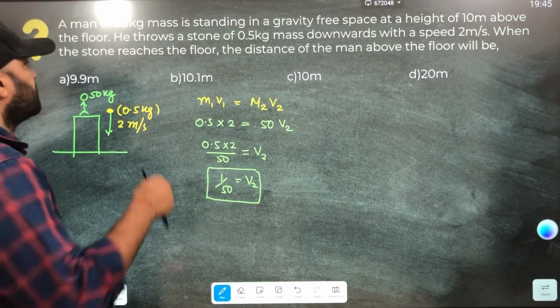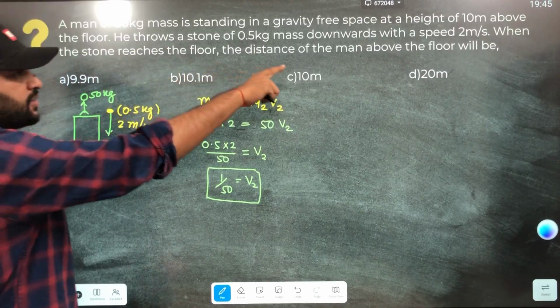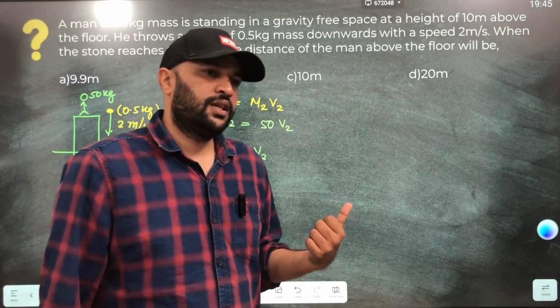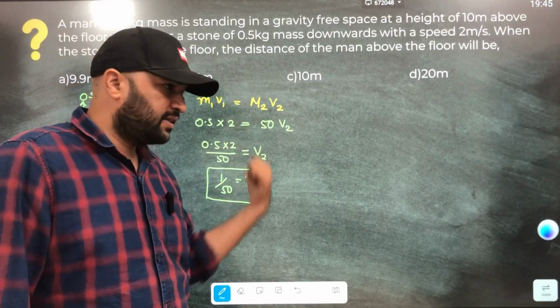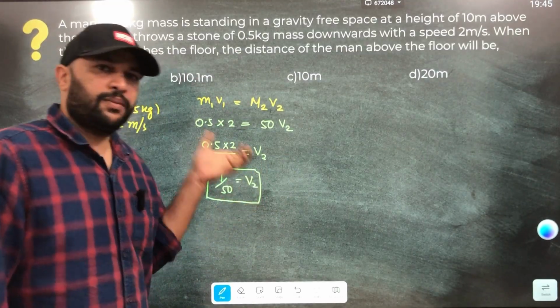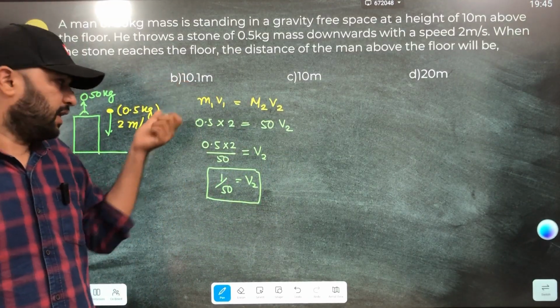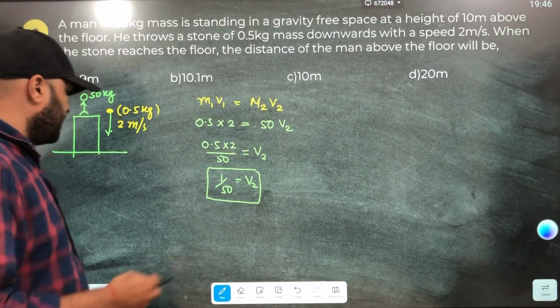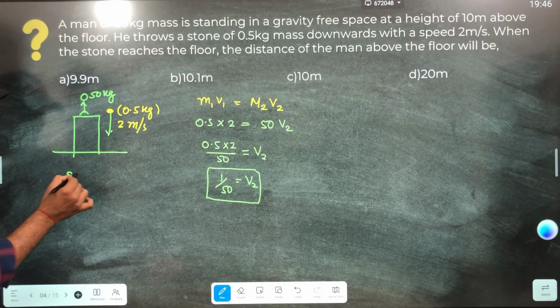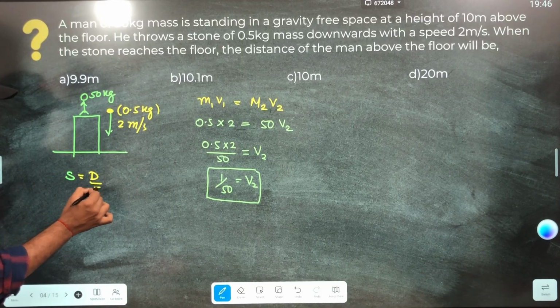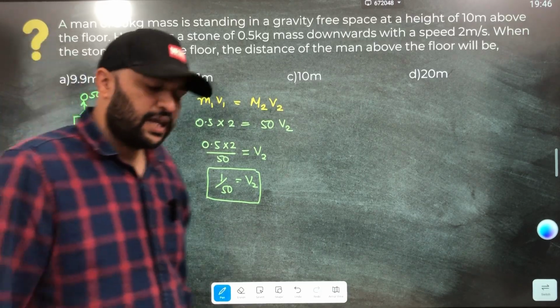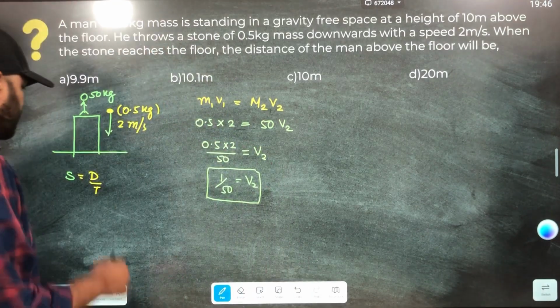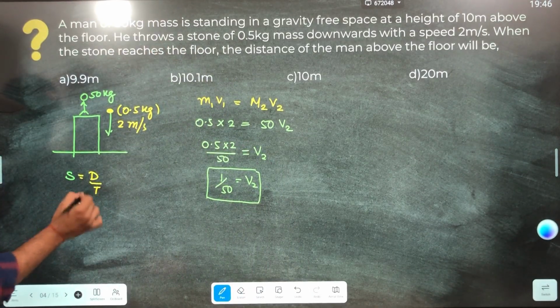Okay, the question says when the stone reaches the floor, the distance of the man above the floor. Now the question is, sir, when our stone reaches the floor, this is the velocity with which the person is going up. But the thing is, we don't know when the stone is reaching the floor. To find that, we will simply use the concept of speed equals distance over time. Sir, why are you not using the equation of motion? Because acceleration is not there, right? So we can find the time: t is equal to distance upon speed.